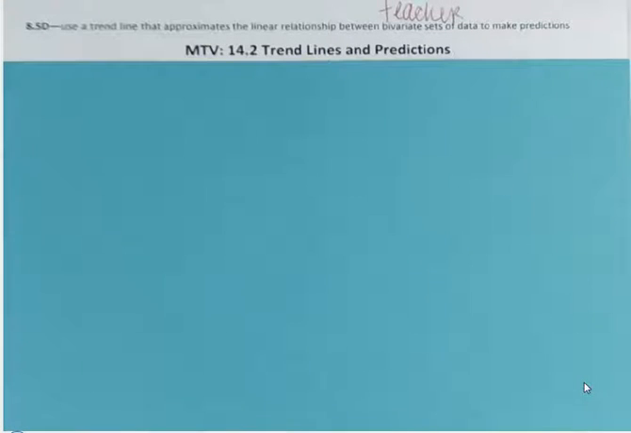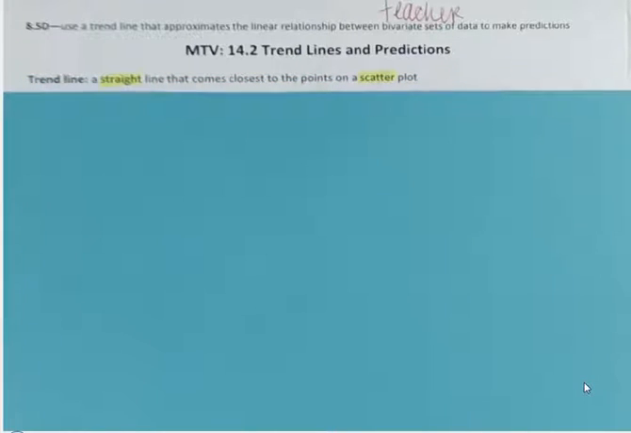Hey guys, so today we're going to be talking about trend lines and predictions. The TEKS that goes with this is 8.5D, and it's use a trend line that approximates, that means estimates, the linear relationship between bivariate sets of data to make predictions. Remember, bivariate means two sets of variables. So, we're looking at some vocab words first.